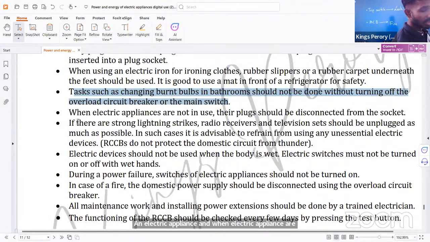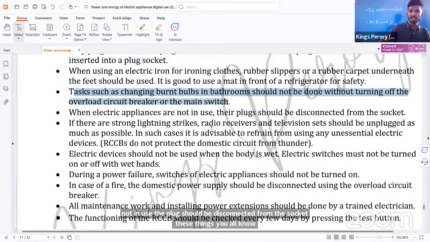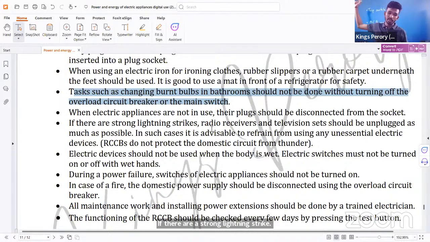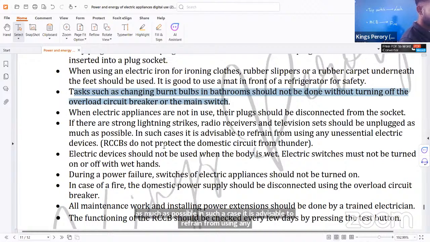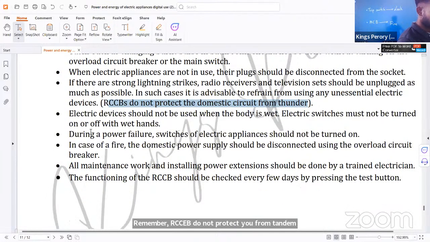These things you all know. If there is a strong lightning strike, the receiver wire should be removed and put out. Radio receivers and television sets should be unplugged as much as possible. In such a case, it's advisable to refrain from using any unessential electric device. Remember, RCCB does not protect you from thunder.